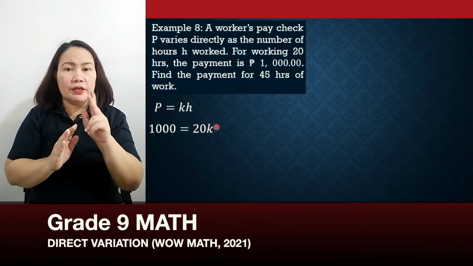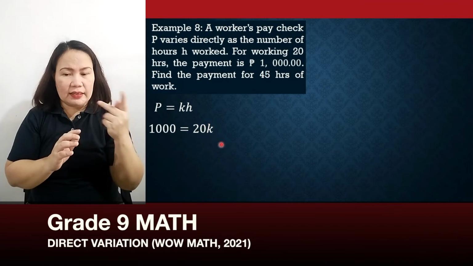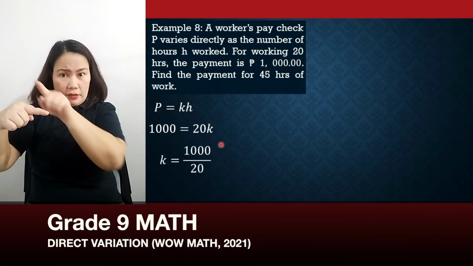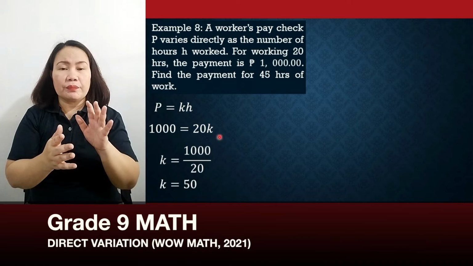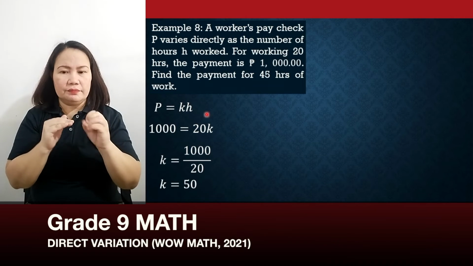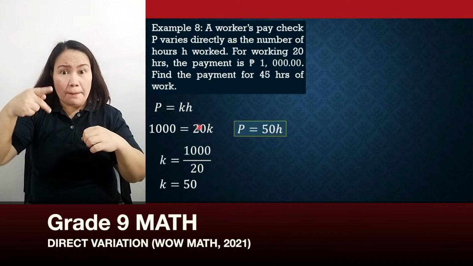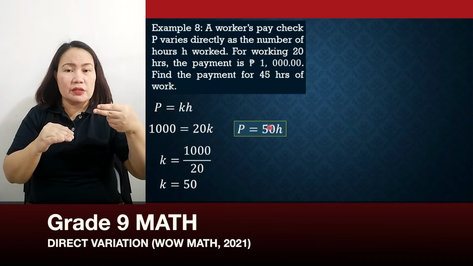So, kailangan natin kunin yung constant. Divide both side by 20. So, 1,000 divide 20, the answer is 50. So, yung constant natin dito ay 50. Balik tayo dito sa equation na to. Okay? So, P is equal to 50H.